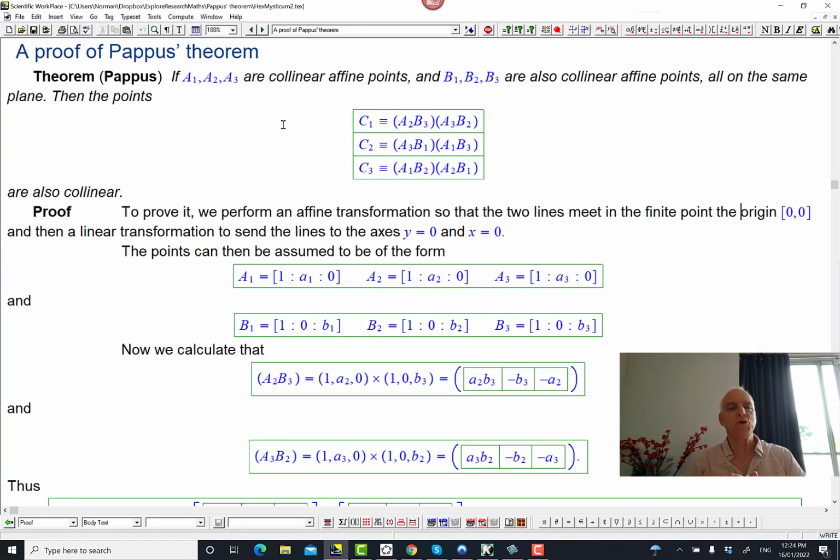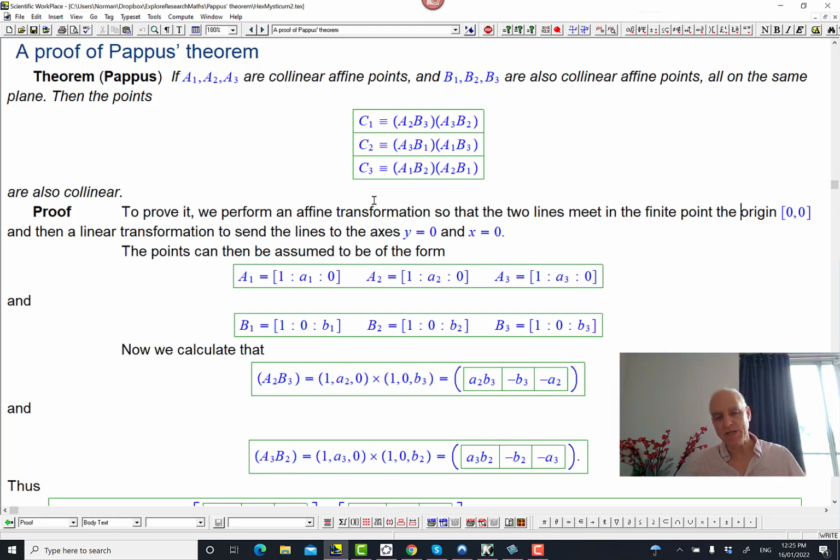All right, so let's have a look at a proof of Pappus's theorem. Here is a statement of the theorem. We have A1, A2, A3 collinear points, B1, B2, B3 also collinear points, and we're all working in a plane. And then these 3 points C1, C2, C3 are also collinear. And C1 is the meet of A2, B3 and A3, B2, and C2 and C3 are cyclically the same.